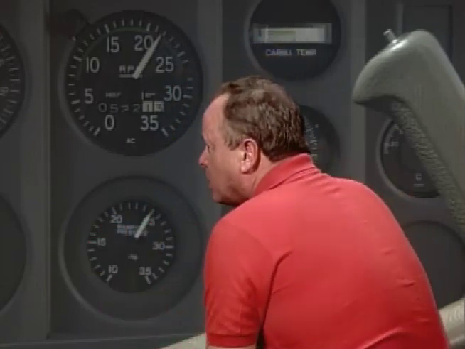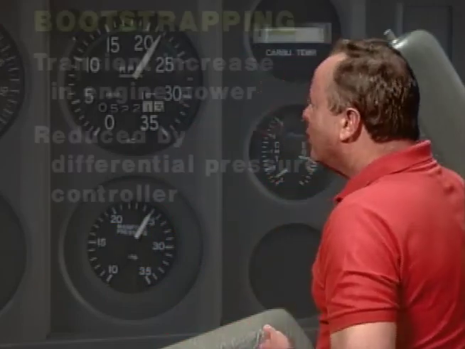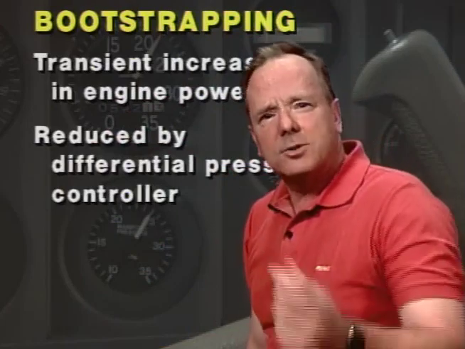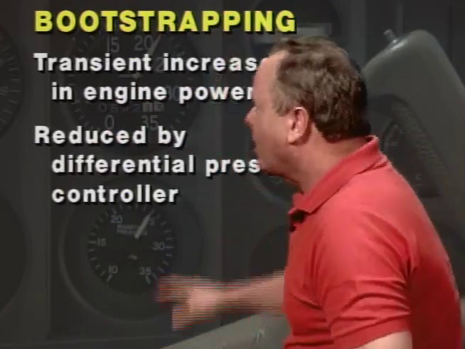You'll have more exhaust, and that will speed up the turbocharger. That would in turn pump more air into the engine, and that would speed up the turbocharger, and you get all of a sudden what you would call a bootstrapping condition. The FAA refers to it as a transient increase in engine power. And basically the pilot's getting fluctuations or surging that he's not commanding.